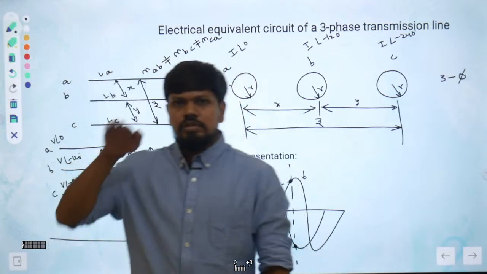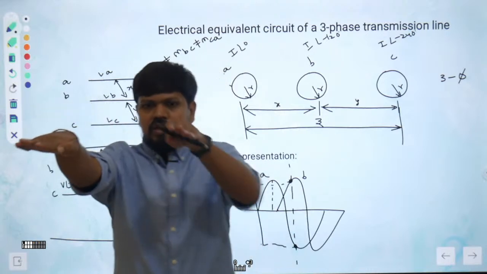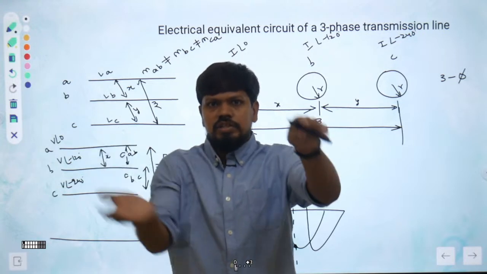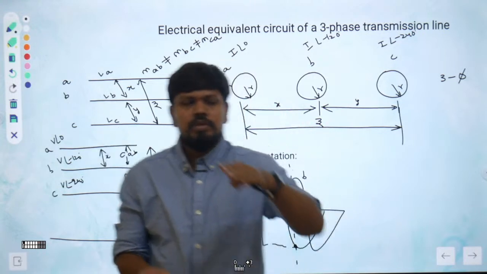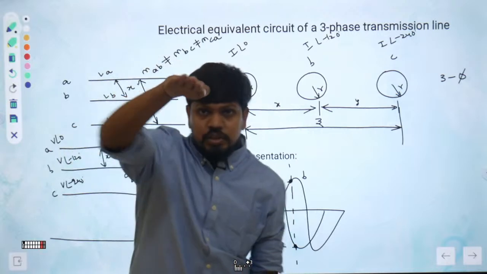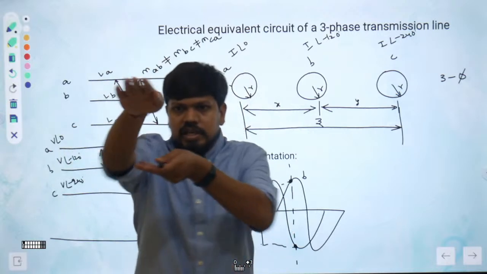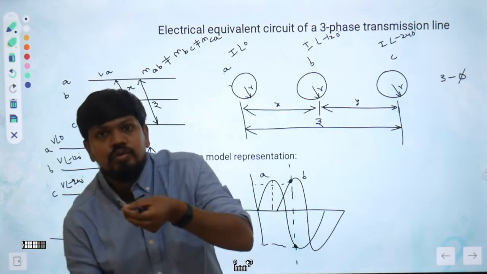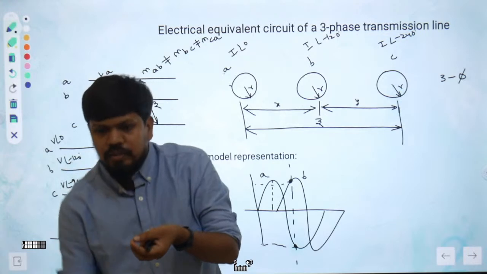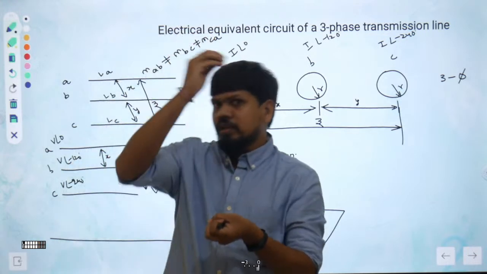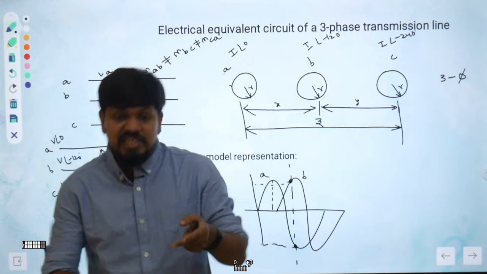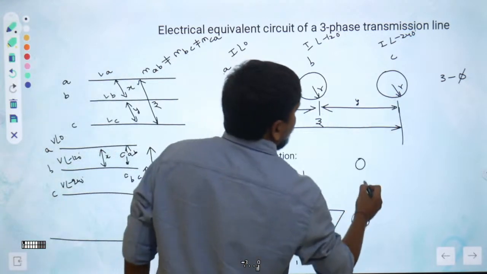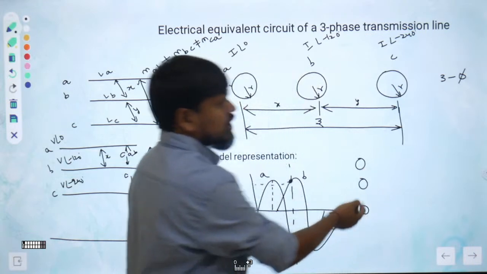Horizontal configuration means this is the first conductor, this is the second conductor, and this is the third conductor. What is vertical configuration? First conductor here, second conductor here, and third conductor here. The bottom one will be near the ground, the next one in the middle, and the next one far from the ground. You can understand, right? Distance is varying. This is horizontal configuration, like wires you might have observed in the streets.